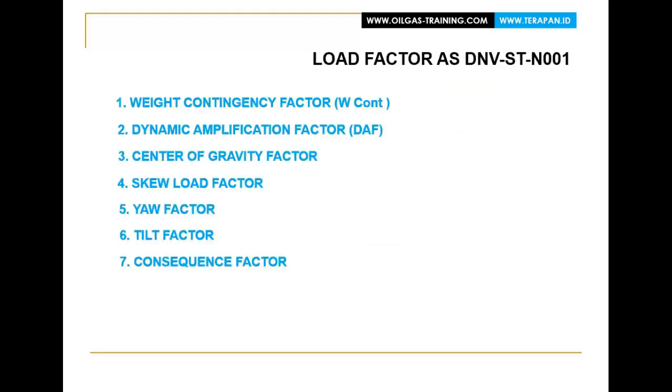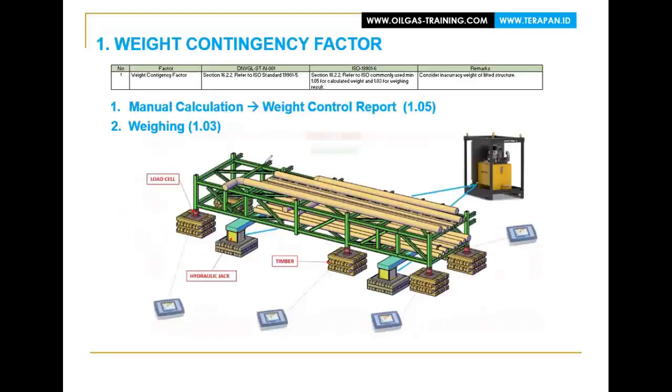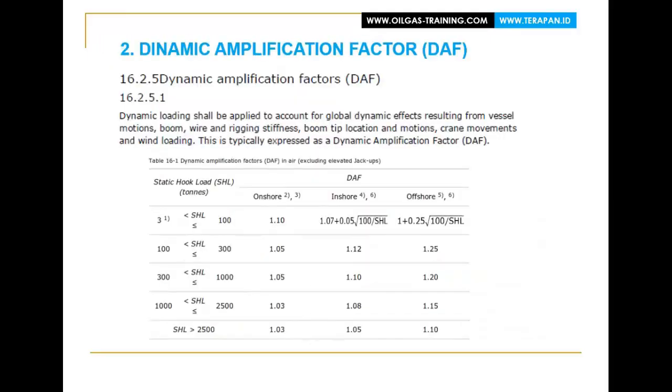When we do the lifting, we hope that this activity does not have accidents or fail, and for that, we must anticipate by increasing the safety value. The first factor is the weight contingency factor. The second factor is the dynamic amplification factor, otherwise called DAF.